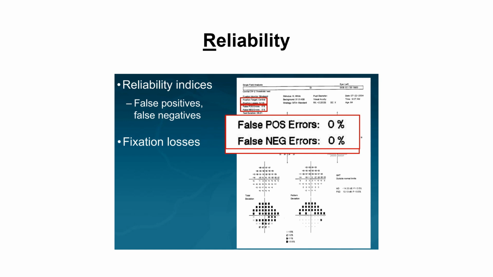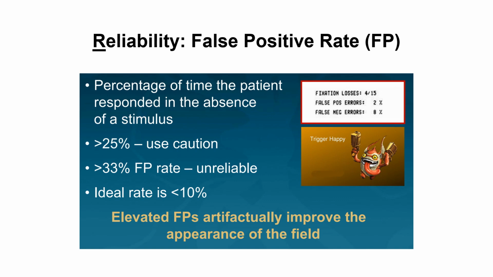reliability indices. The first index is the false positive rate, which is a very important index to check that this visual field printout is reliable. It's the percentage of the time that the patient responded in the absence of a stimulus. The ideal rate should be less than 10%. If you see a false positive rate more than 33%, this is an unreliable test. And you should be cautious when the false positive rate is more than 25%. Why? Because elevated false positives can artifactually improve the appearance of the field.